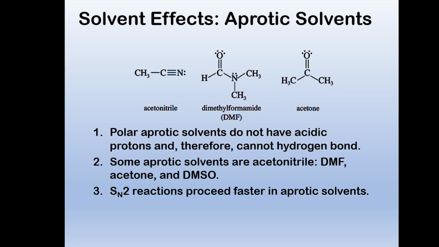Polar aprotic solvents do not have acidic protons and therefore cannot hydrogen bond. Some aprotic solvents are acetonitrile, dimethylformamide, which we call DMF, and acetone, and DMSO, dimethyl sulfoxide, not listed here. So everything we've seen in the last couple slides comes down to number 3. If you need an SN2 reaction, you're going to want to choose an aprotic solvent.